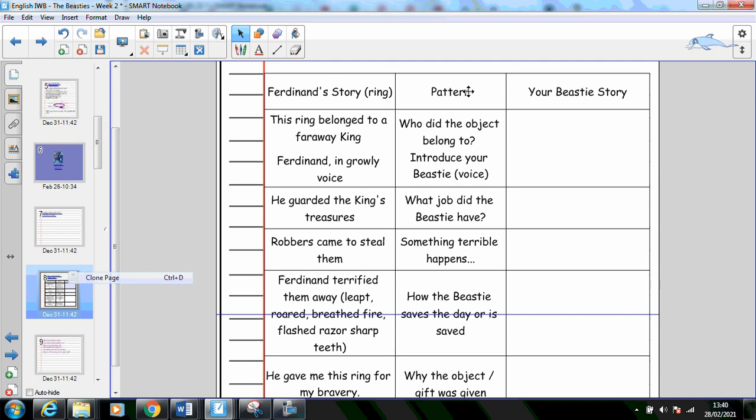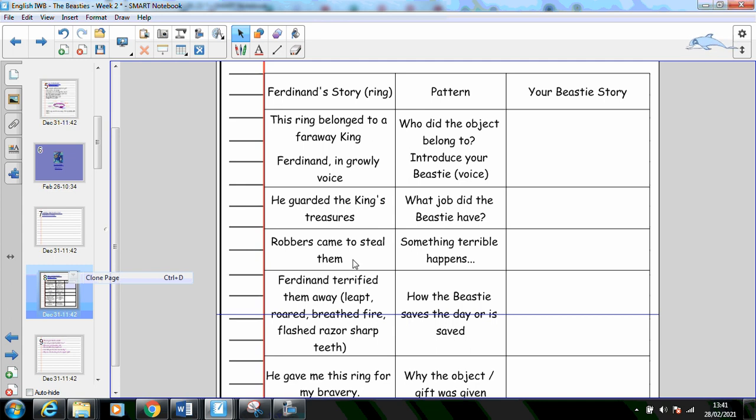Let's just look at Ferdinand's story. Ferdinand's story is about a ring. That's his object. And in that story it says this ring belonged to a faraway king. We have our character Ferdinand talking in a growly voice. So we find out who that object belonged to, and we introduce their beastie and we describe their voice. So we have their name and the type of voice they're speaking in. Ferdinand guarded the king's treasures, so we find out what job the beastie has.